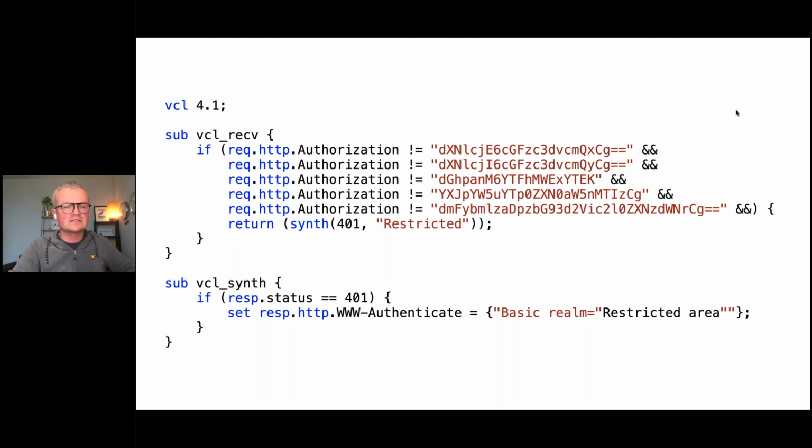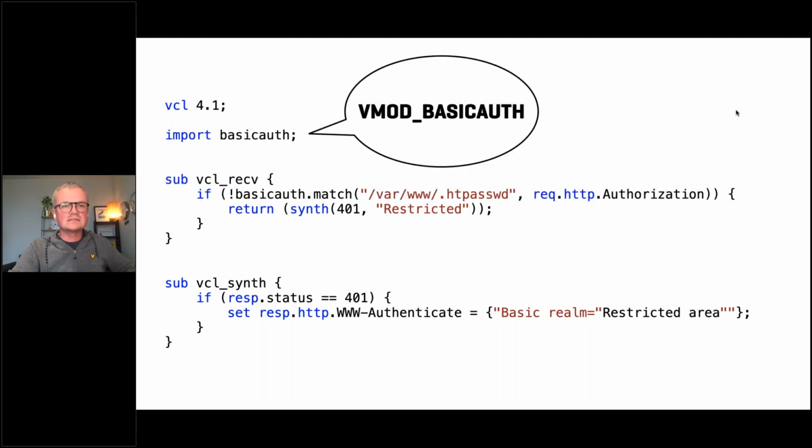So what you could do as a solution is use a vmod. And this is exactly how vmods are used. You use the import keyword, you name the module that is installed on your system, and then you can run it. So what this does, this is the equivalent. You do a basic auth.match, and you store all the passwords and usernames in the typical htpasswd file, and you're good. So it reduces the line count, and you actually outsource it to modules that were built for the job.